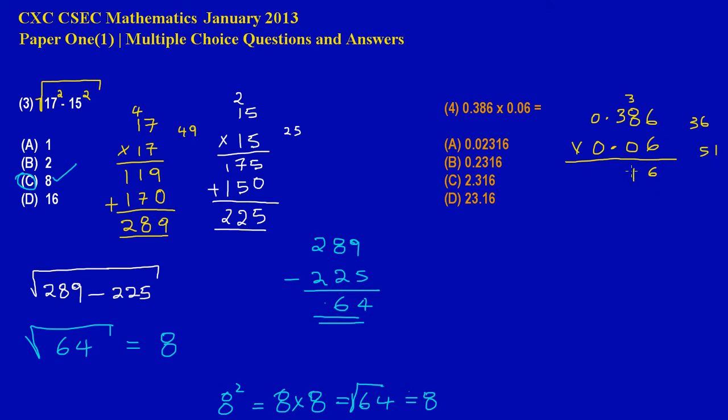So I'm going to put down my 1, carry my 5. Now I'm saying 6 times 3, that's 18, plus 5, that's 23. Okay, that's a 23, so I'm going to put down my 3 and carry my 2, and I'm saying now 6 times 0 is 0 plus 2, that's 2.